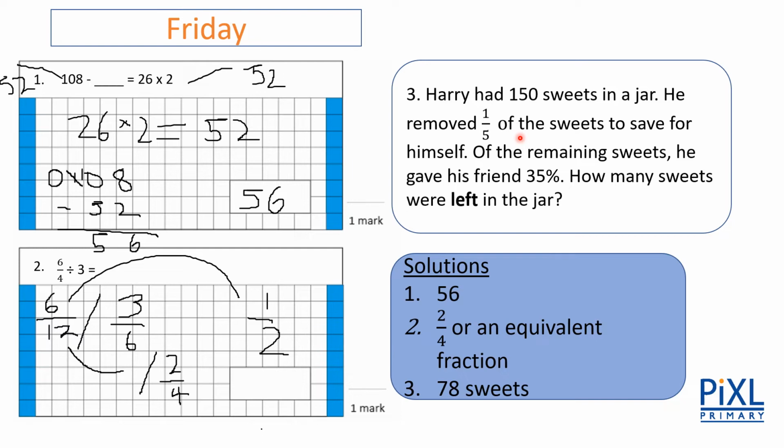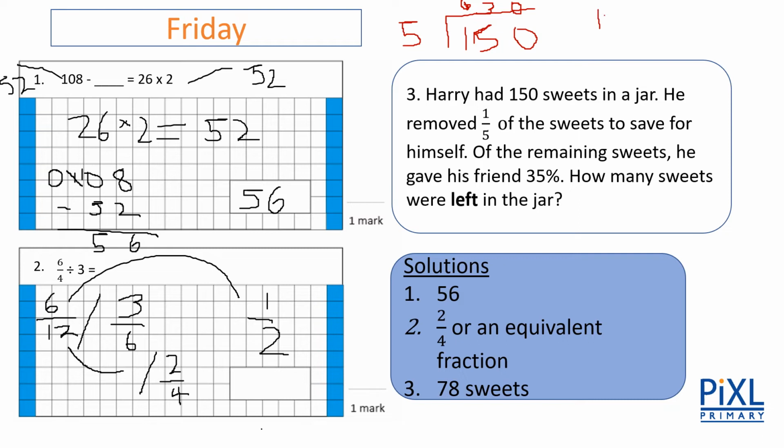So let's find that out. Quite a few steps. First off, I'm going to do a fraction of an amount. So I've got 150, and I'm dividing that by 5, because that's what we looked at last week. So 150 divided by 5. This is how many sweets Harry took for himself. 5 into 1 doesn't go, so I move my 1 over. 5 into 15 goes 3 times. 5 into 0 goes 0. So he takes 30 sweets for himself. So 150 take away 30 gives me 120.